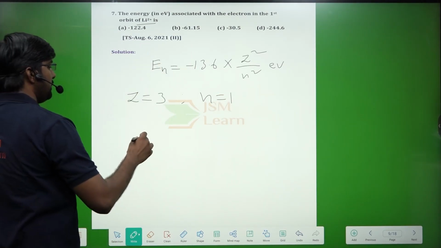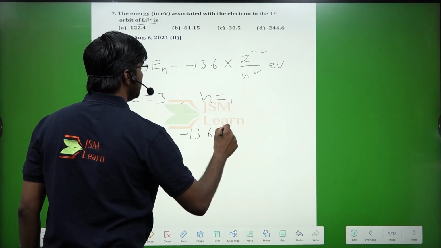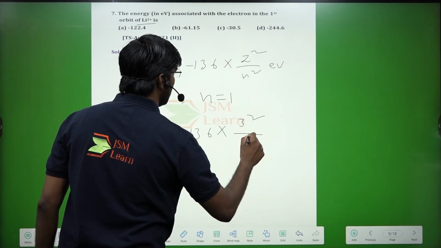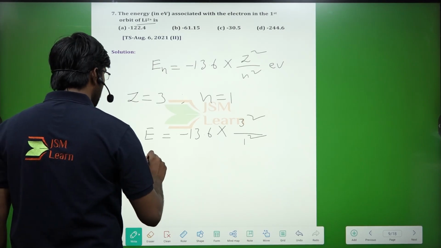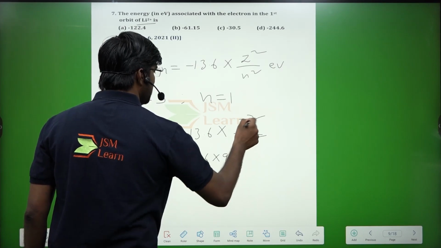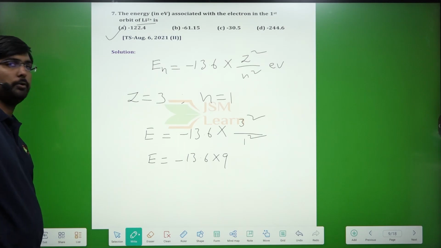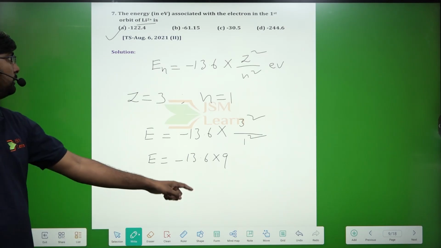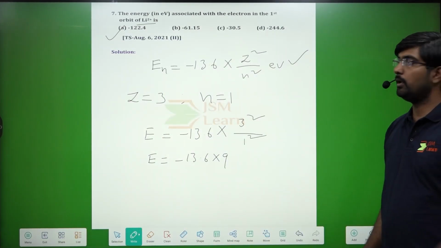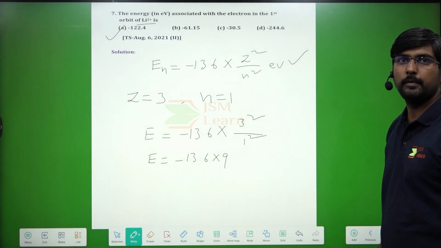Let us substitute here. Energy equals minus 13.6 into Z square, 3 square, by n is 1 square. So E equals minus 13.6 into 3 square is 9. After simplification we get minus 122.4 electron volt. So option A is correct here. This is also one of the most important formulas, which is very very useful. Many times questions are asked in EAMCET related to this formula.